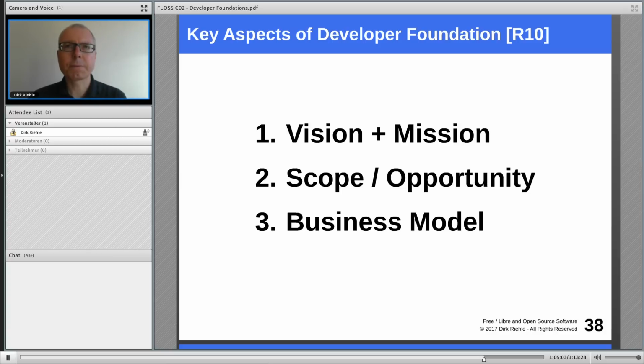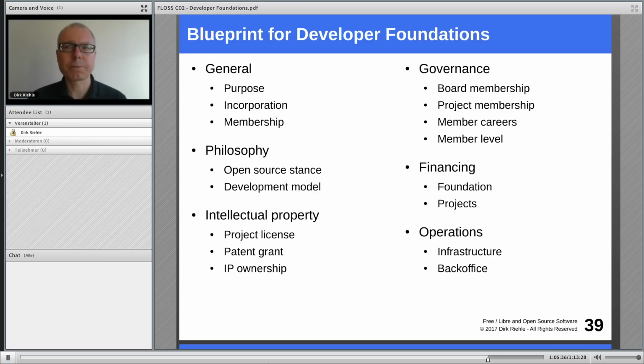Well, let me go over how to set up, organize and structure an open source developer foundation. I will not spend too much time on it. There's an article that you can read, and it's also fairly boring administrative governance material. In any case, a developer foundation needs a vision and a mission. The scope and opportunity need to be defined, and ultimately it needs to be financially viable since it will be incorporated, so it needs some sort of business model.